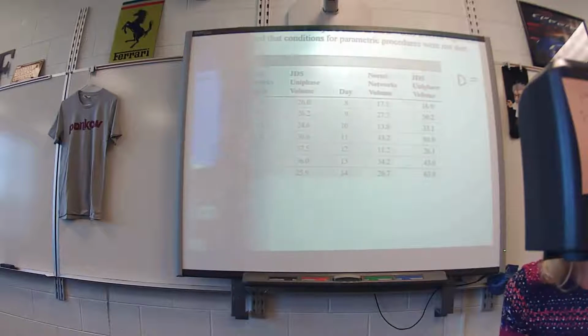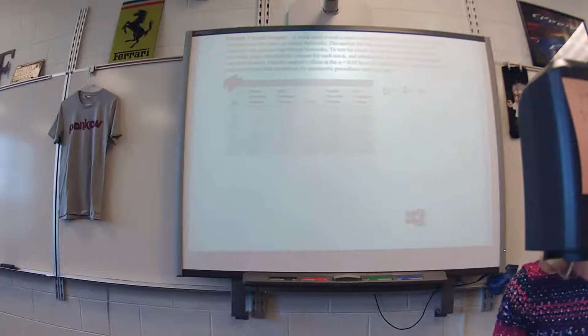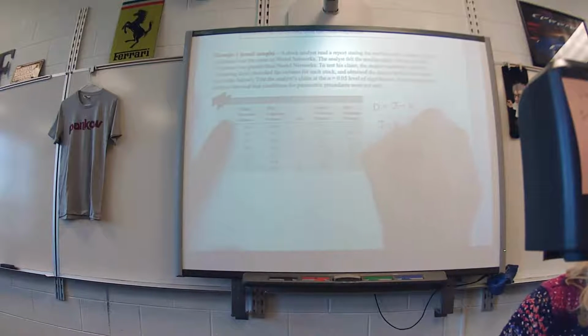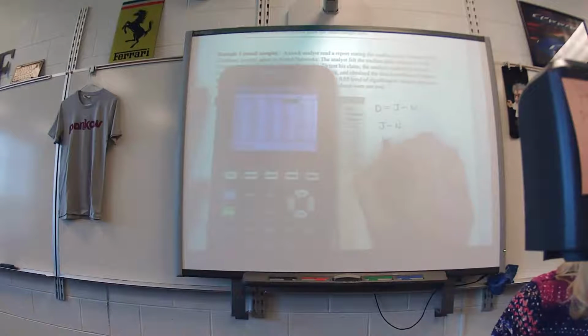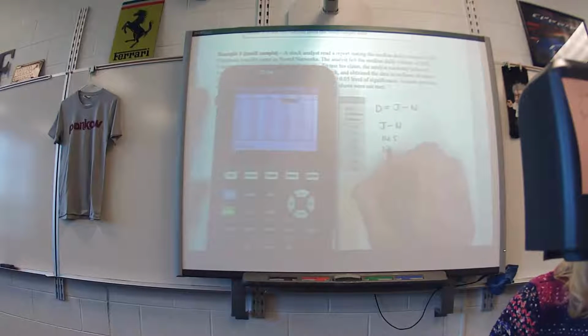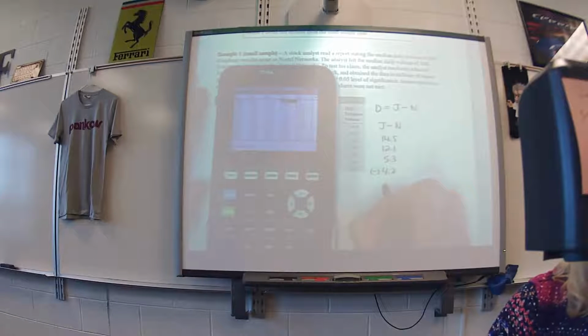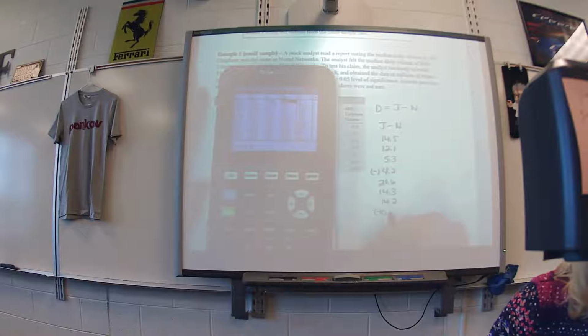I usually take the time to write down a subtraction column. I would have said, what is J minus N? Those all came out to be, and this is just me copying down what's in L3: 14.5, 12.1, 5.3, 4.2. Now that one was negative, I'll put that there. 21.6, 14.3, 14.2. Now this is just me; I like to write it down. To be honest, you don't even have to.